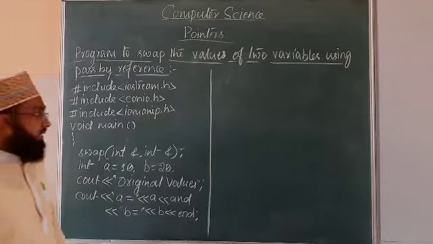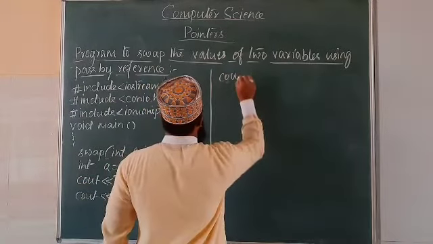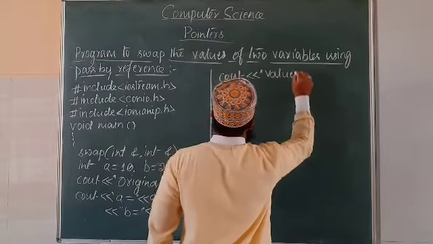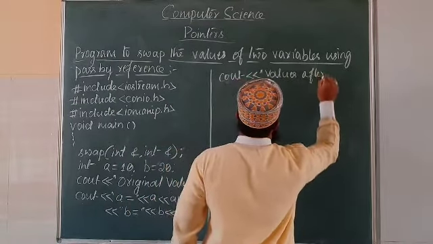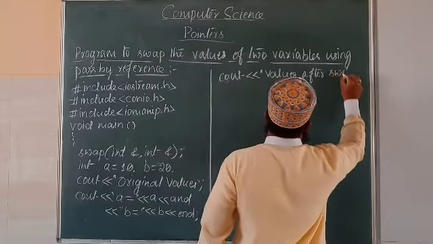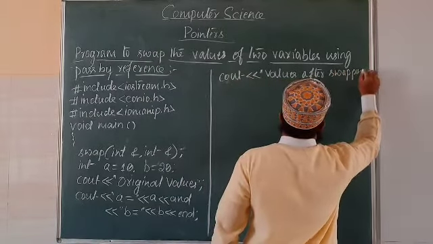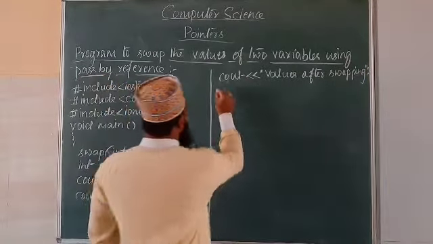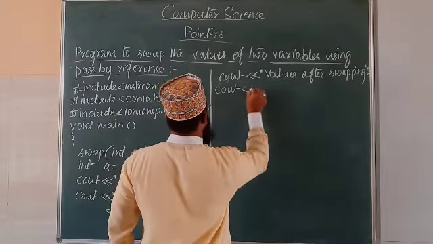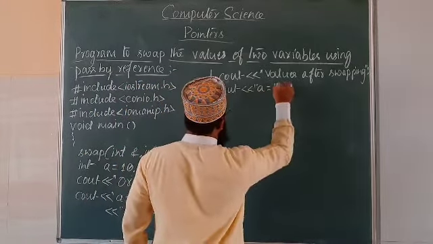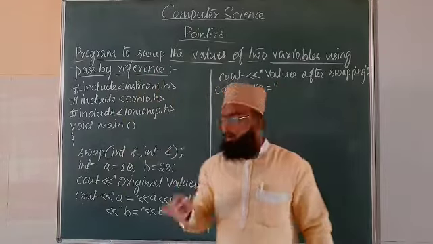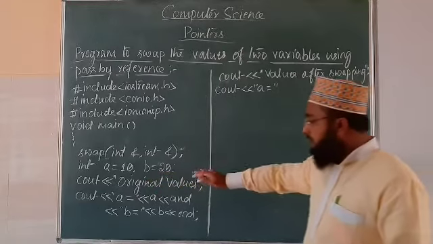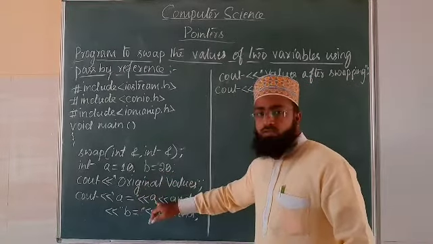Then for print, after that cout, values after swapping. Values after swapping, close semicolon. Same thing. Then again cout. A equals. After swapping, the values have to be printed. This is for taking input for printing original values. Here it will print A equals 10 and B equals 20.